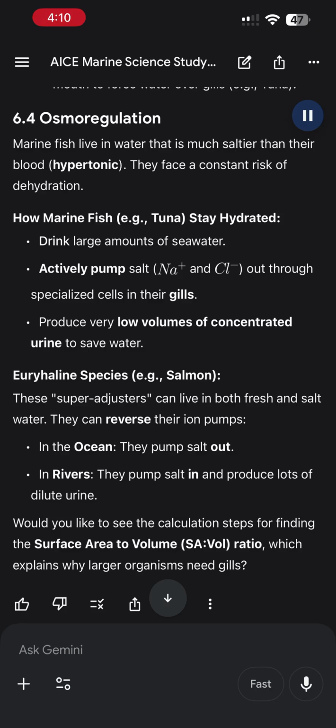Euryhaline species, e.g. salmon. These super-adjusters can live in both fresh and salt water. They can reverse their ion pumps. In the ocean, they pump salt out. In rivers, they pump salt in and produce lots of dilute urine.